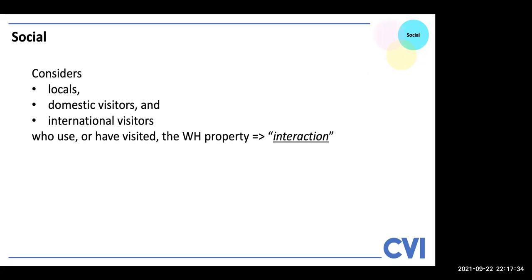For society, we look at these social connections and we consider three different people groups, as mentioned before. The locals, the residents, or those who live nearby, other domestic visitors, and international visitors. And we consider the potential impacts that a loss of World Heritage values due to climate change may have on the people who use or visit the property. Interaction is a key word.